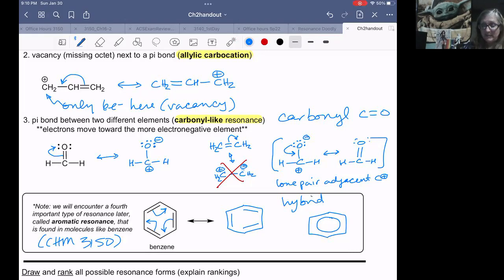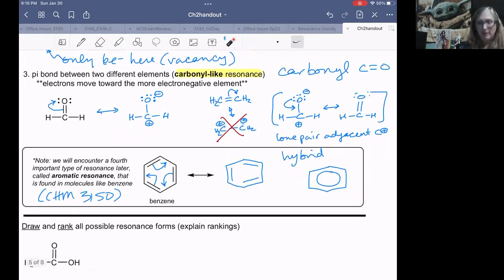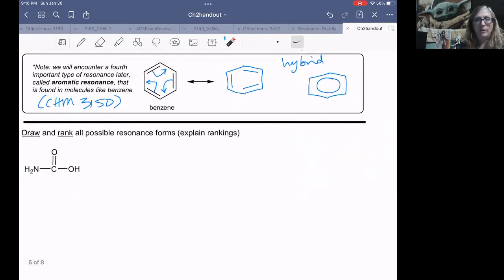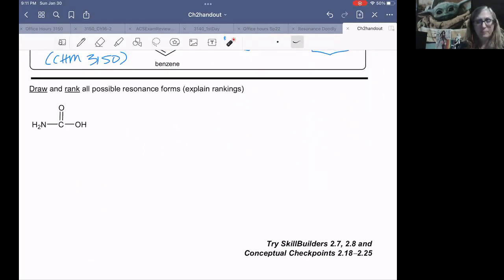Sometimes you may have seen something like this represented in line drawings and so on. If you ever see that circle, it just means that you have 3 pi bonds in between. So benzene does have benzene resonance. Like I said, we're never going to be invoking it or working with it. We're just going to ignore it for now, and in Chem 3150, we'll explain what makes that resonance so very special.